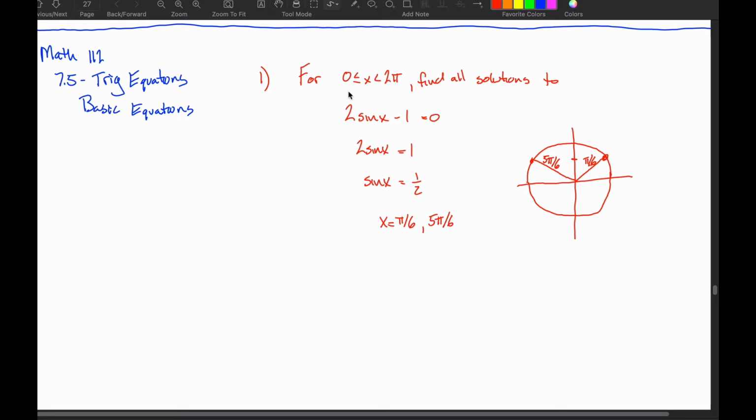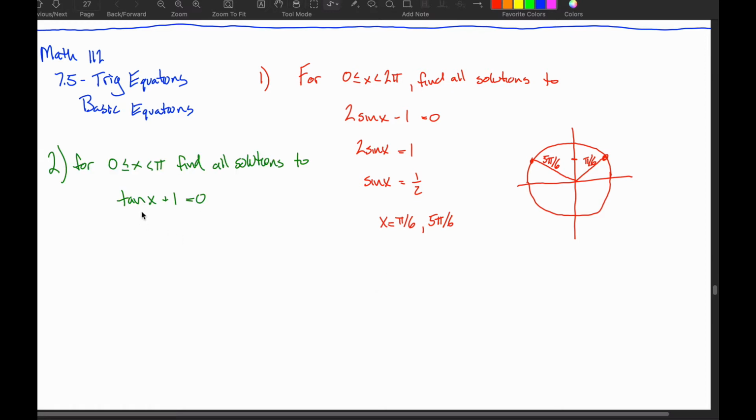These are the standard bounds that I'm going to use in this class, although you'll see on the homework, this isn't the only way they could restrict your answers. It's just the most common, so it's the one that I'm always going to use. At any rate, with this question, the way that it's written, there's exactly two solutions, and they're pi over 6 and 5 pi over 6.